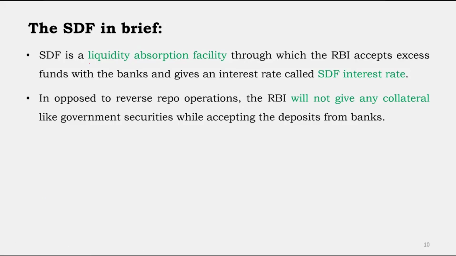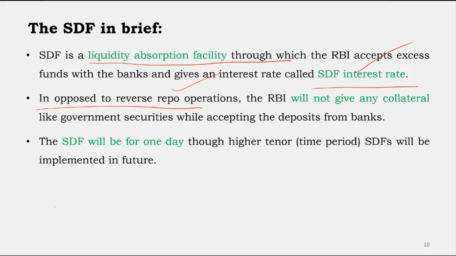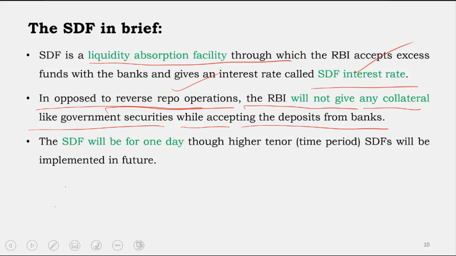The SDF is a liquidity absorption facility through which the RBI accepts excess funds from the banks and gives an interest rate, called the SDF interest rate, in return. The RBI gives an interest rate, as in reverse repo operations. So both operations look similar. The purpose is almost the same. The RBI will not give any collateral like government securities while accepting the deposit from the banks. So this is the uniqueness of the SDF. If there is collateral exchange in the case of reverse repo operations, there is no collateral involved under the SDF.